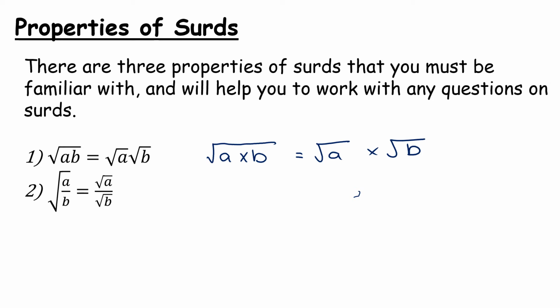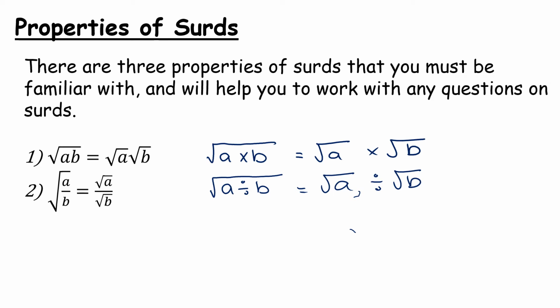The second property you need to work with is quite similar. It's about a fraction. If I have a fraction, and remember with fractions we have division, so if I have A divided by B under the square root, it's the same thing as the square root of A divided by the square root of B. So remember that fraction means division. Those two are like the opposites of each other.